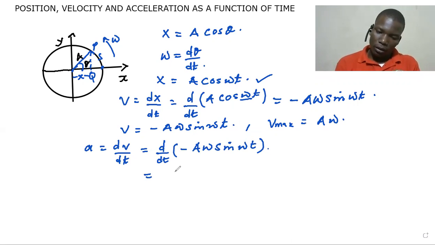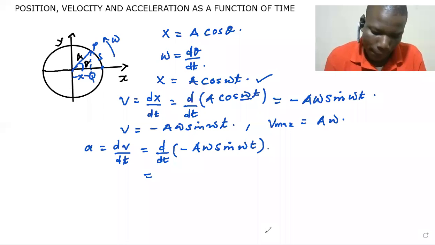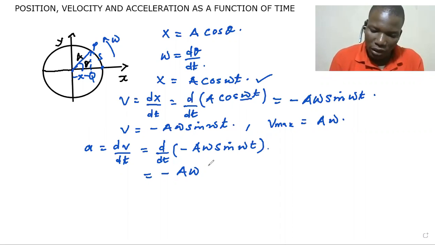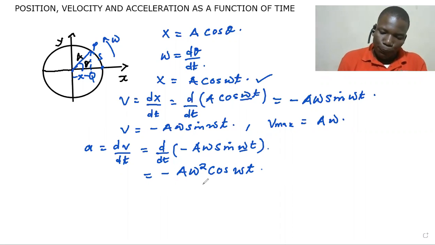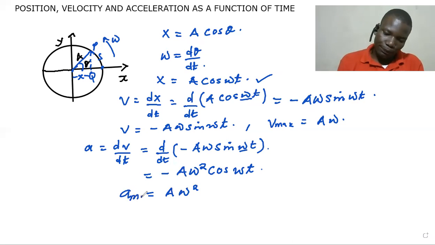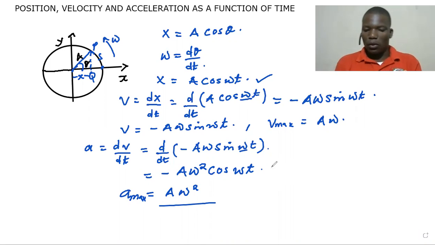And so if we differentiate velocity here, what we're going to get is negative, and then we already have the angular speed, so it's going to be angular speed squared times cos theta. So the magnitude of the maximum acceleration is actually that. This is the maximum acceleration.